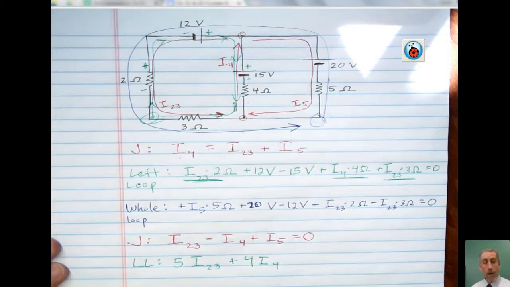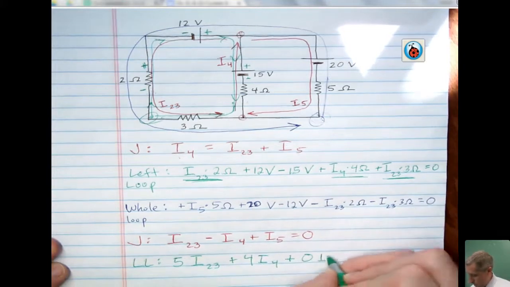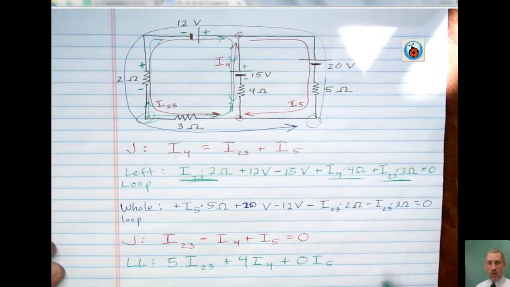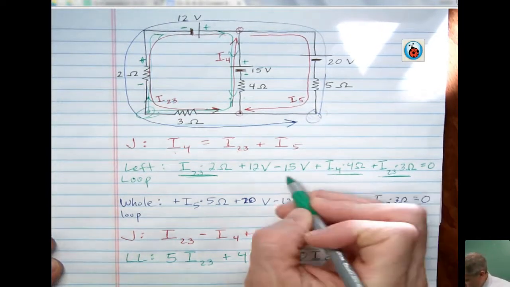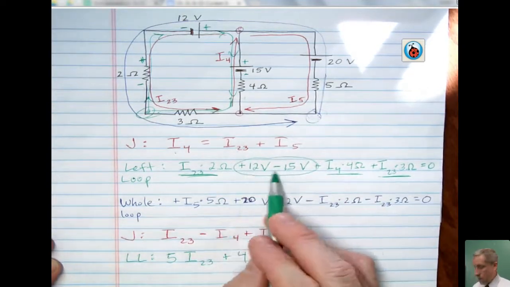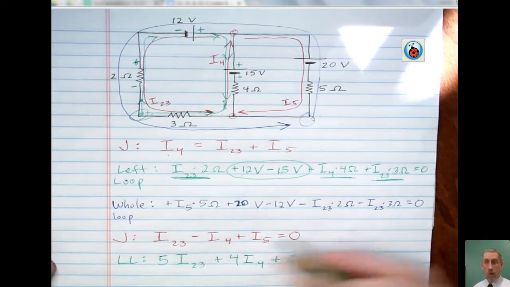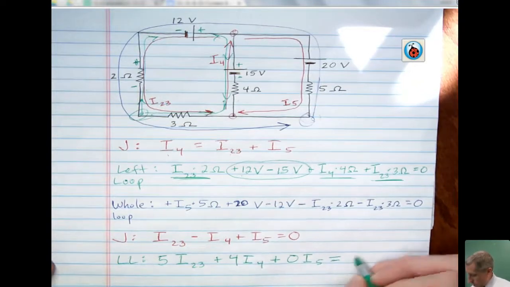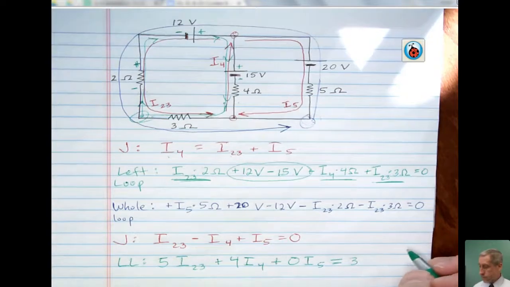And then I don't have any terms with I-5 in it. So I'm going to write plus 0 I-5. That's a little unusual. You wouldn't do that in a math class. But because I'm organizing a matrix, I want it to be that way. And then what's left here? I have 12 minus 15, which is negative 3. But I want to bring this over to the right side of the equation, on the other side after my equals sign. So I'm going to call that a positive 3. That would be 3 volts.